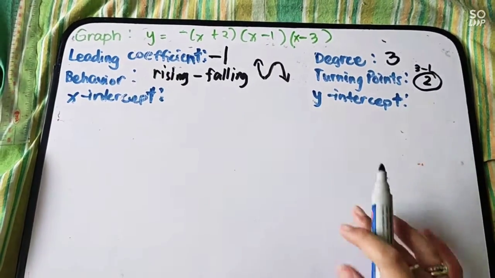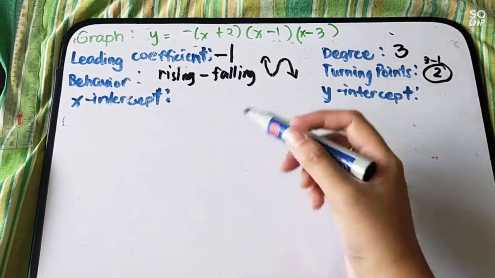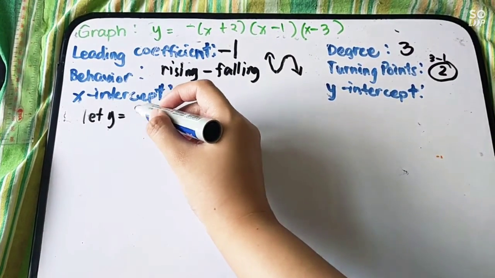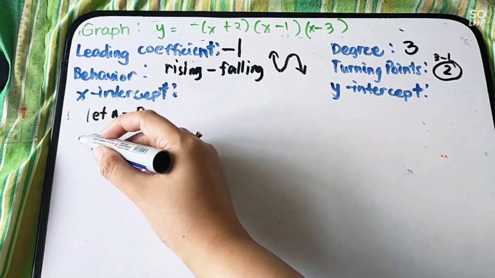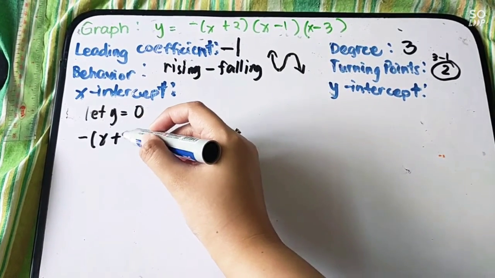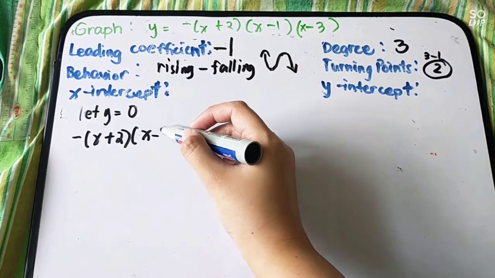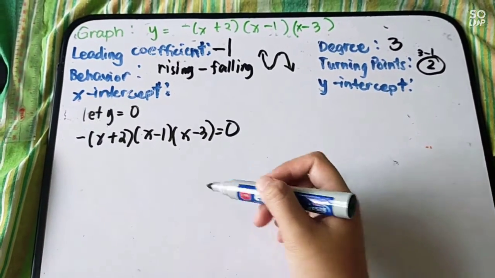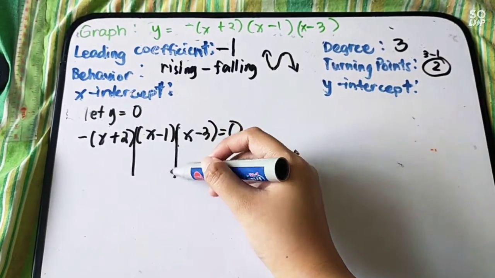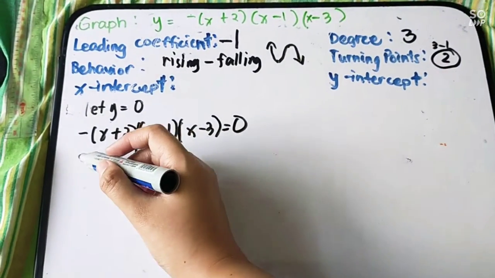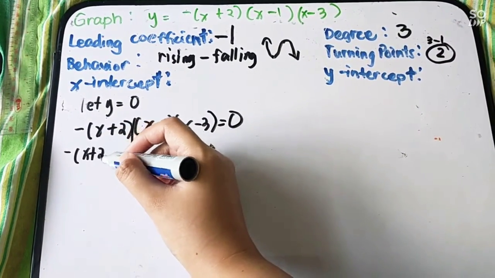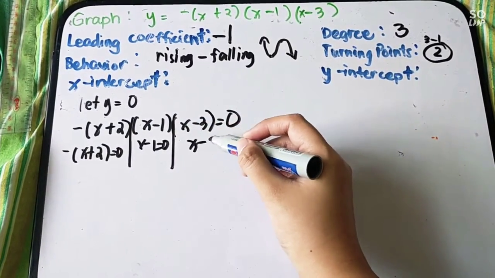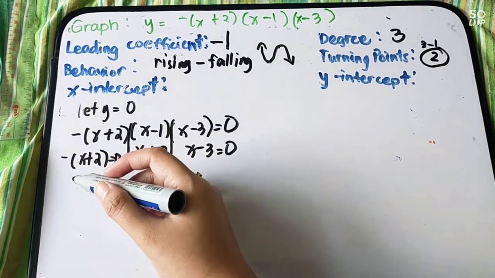Then, we have our x-intercept. So, since nasa factored form na siya, madali na natin makuha yung x-intercept. So, we are going to let y be equals to 0. Change mo lang. So, we have negative, pwede mo naman anahin to, x plus 2, then times x minus 1, times x minus 3, then equal na siya to 0. Then, solve for x by using 0 property, equate mo lahat yung factor mo sa 0. So, we have negative times x plus 2 equals to 0, x minus 1 equals to 0, x minus 3 is equals to 0. Solve for x.